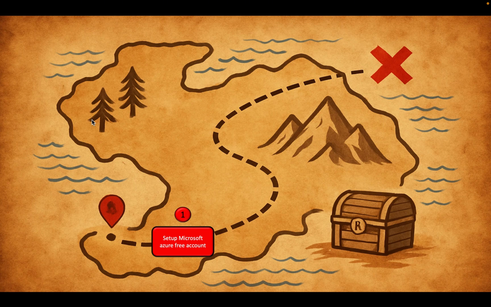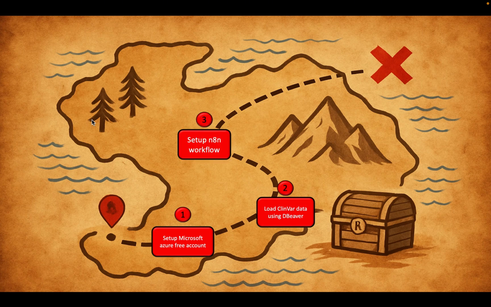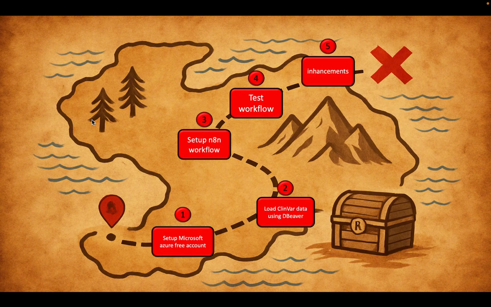If we imagine the whole thing from A to Z, the first step for us to build this workflow would be to set up the Microsoft Azure free account. The second step would be to load the variants from ClinVar into the Microsoft Azure account using DBeaver. The third step would be to set up the n8n workflow. The fourth one is to test the workflow. And the last one is to do some enhancement to make it better and faster.